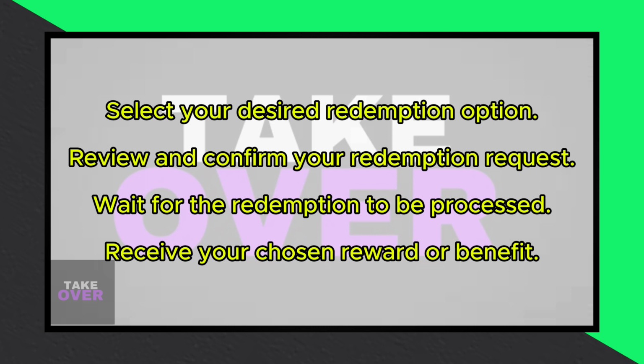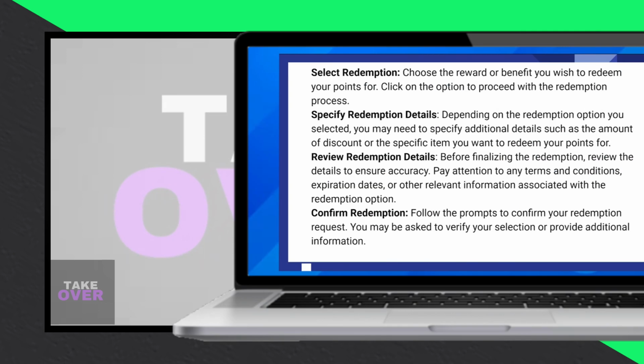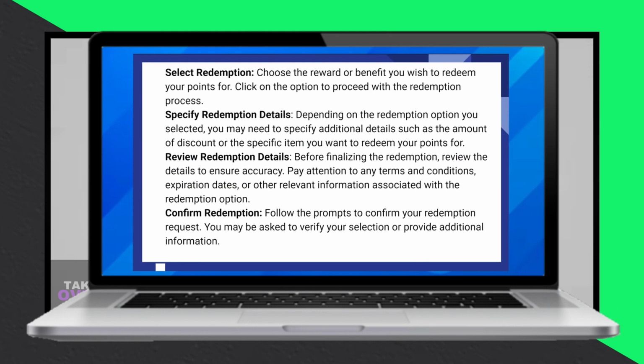Before finalizing the redemption, review all the details to ensure accuracy. Pay close attention to any terms and conditions, expiration dates, or other relevant information associated with the redemption option. Follow the prompts to confirm your redemption request, and be prepared to verify your selection or provide additional information if necessary. Once you're satisfied with the redemption details, proceed to complete the redemption process. This may involve confirming your request and waiting for the redemption to be processed.